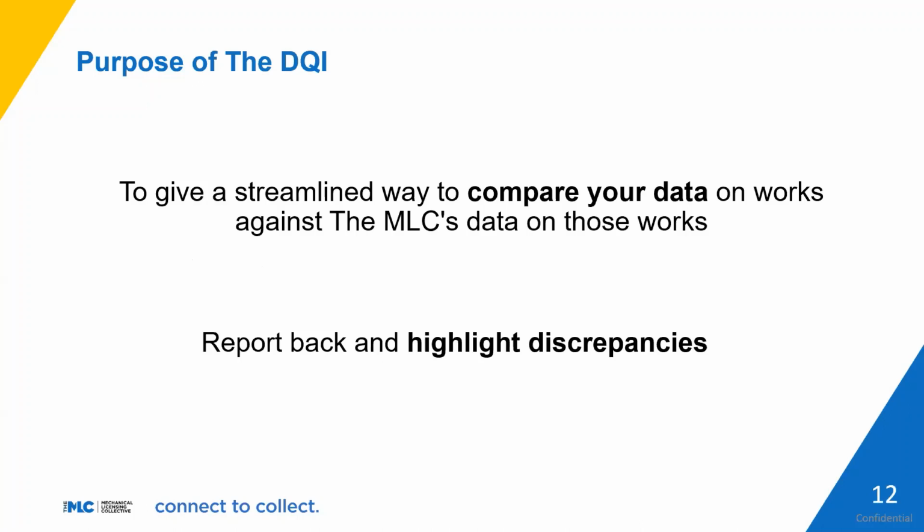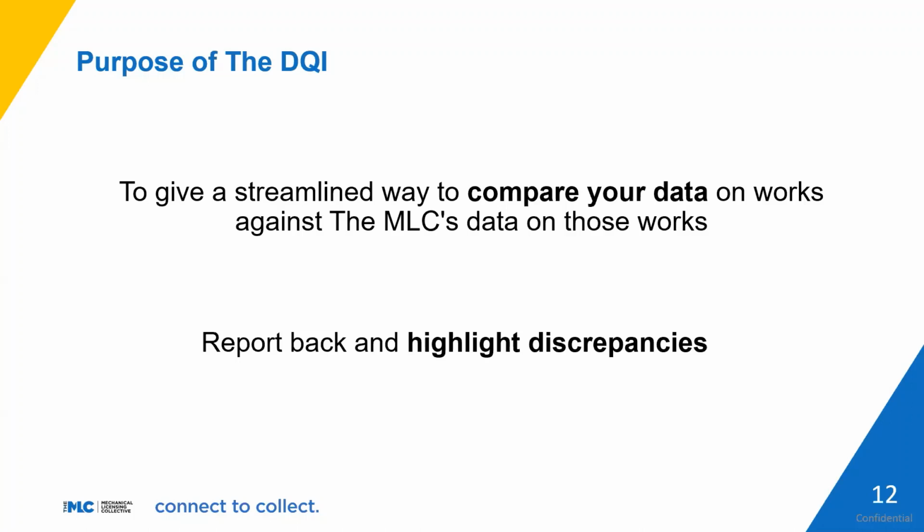So what does the DQI do? What is the purpose of it? Essentially, the purpose is to give you, as a copyright administrator or somebody representing a catalogue of musical works, a streamlined way to compare the data that you have on those works with the data that the MLC has on those works, and then to tell you where those two don't match. So to my earlier example of 75% and 25%, if I made a submission to the data quality initiative and said, this is my view of my catalog, and for this work I believe I represent 75%, but the MLC database says 25%, that is a discrepancy. And what the DQI will do is tell you about that discrepancy, so that then you can look into it.